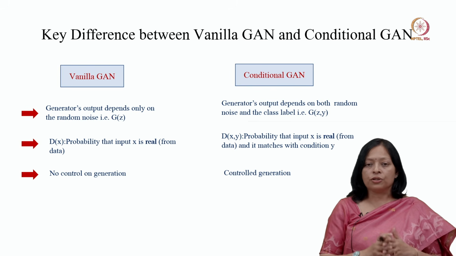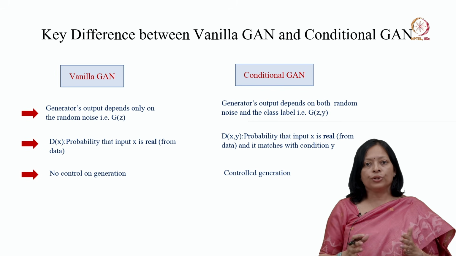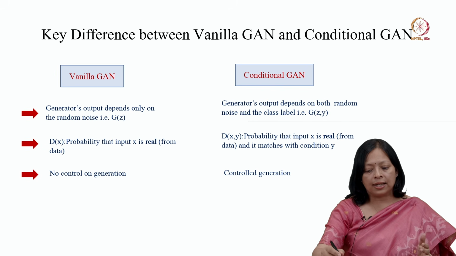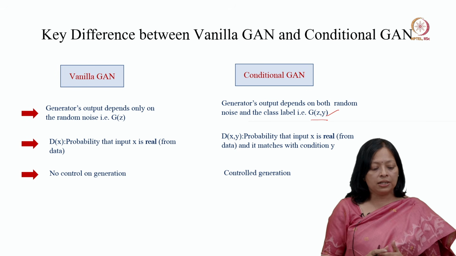In a vanilla GAN, the generator's output depends only on the random noise, whereas in conditional GANs it depends both on the noise as well as the class label or the conditioning parameter.